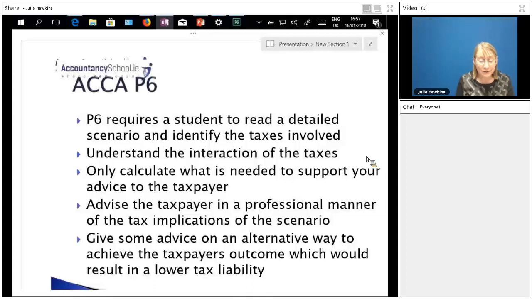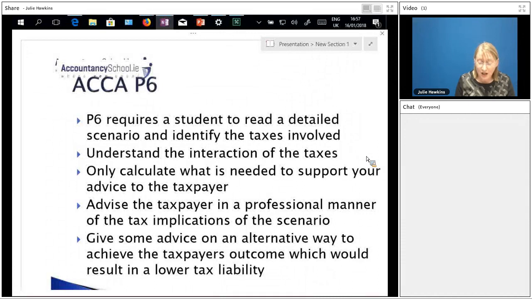Also, you won't be doing major calculations. You will only need to calculate what you need to support the advice that you're going to give to your taxpayer. You're required to advise the taxpayer in a professional manner of the tax implications of the scenario that's being presented to you. So you have to be able to do a very professional answer. And question 1 has 4 professional marks for this. So you can't be using text language. You have to be able to present the answer in a very professional manner in either a letter or a memo.